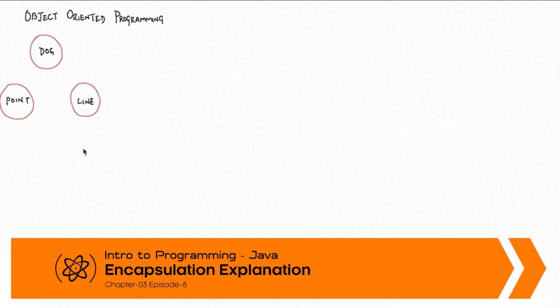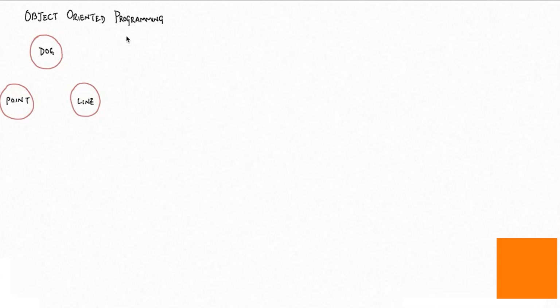So up till now, we've learned how to create objects. In the past, we've created a dog object, a point object, a line object, and many other objects in the previous examples and videos. And how do we create an object? We create an object from a class.